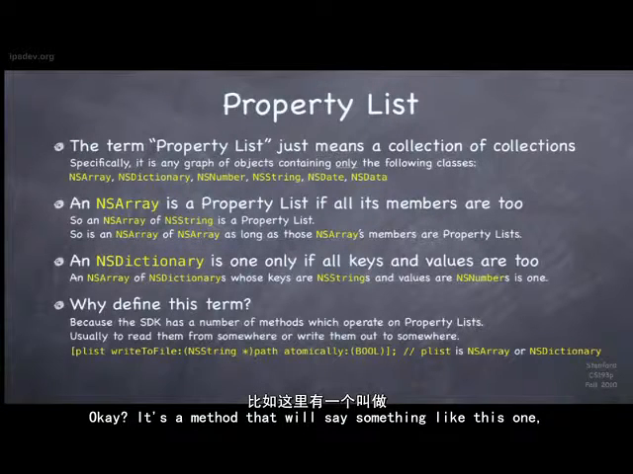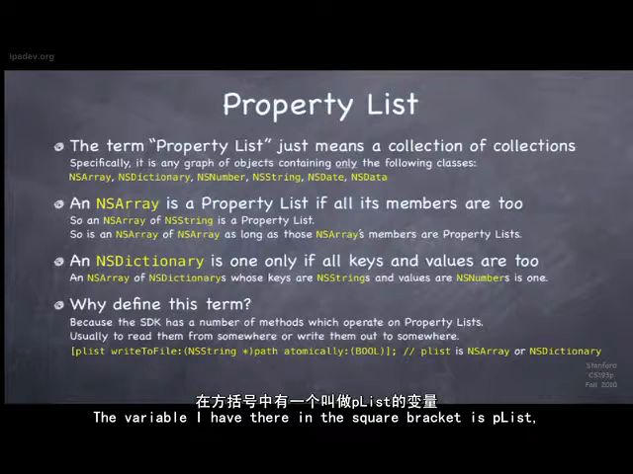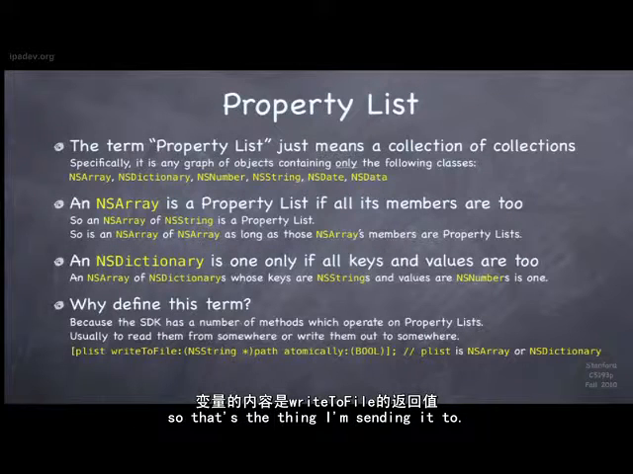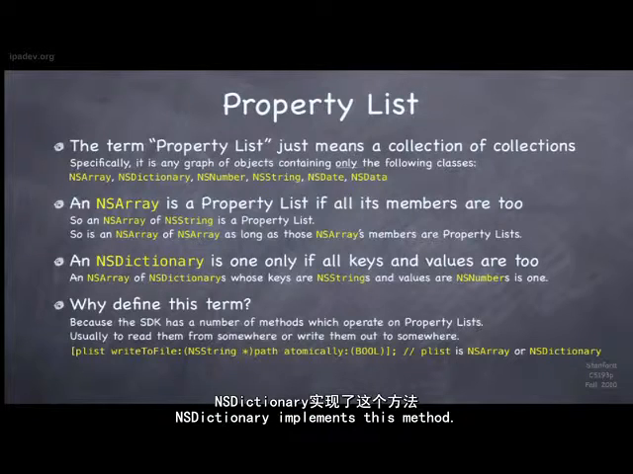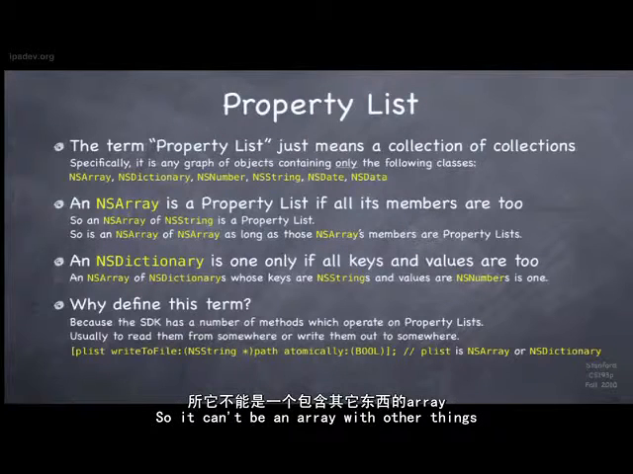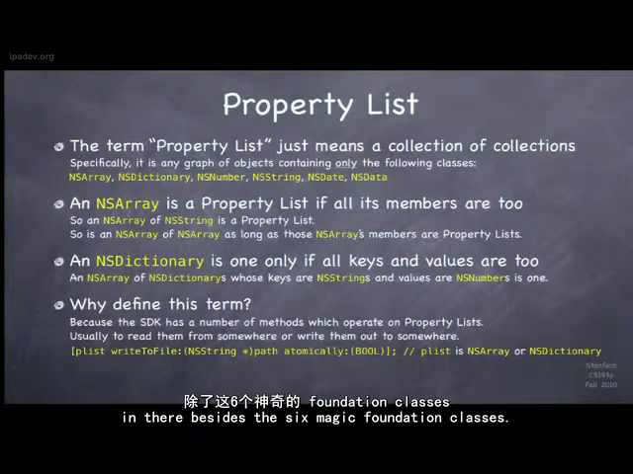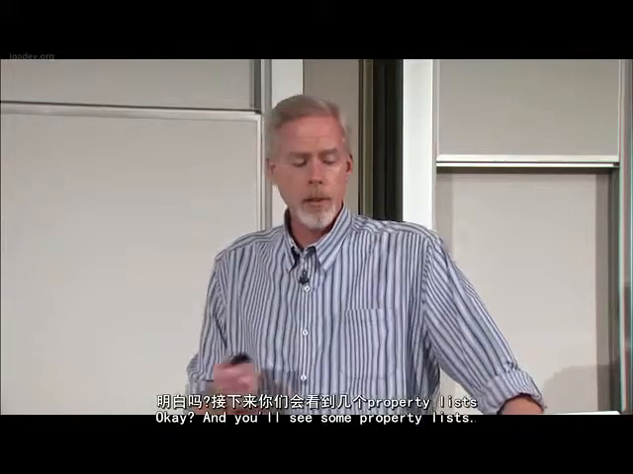Okay, it's a method that will say something like this one, write to file. You specify a path. The variable I have there in the square bracket is plist, so that's the thing I'm sending it to. That could be an NSArray, NSDictionary implements this method, but the bottom line is the thing you send it to has to be a property list, so it can't be an array with other things in there besides the 6 magic Foundation classes, or this method will not work. Okay? And you'll see some property lists.